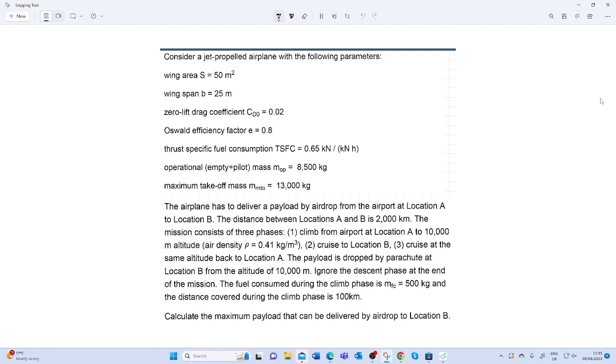Today we have another question surrounding flight mechanics. Now let's read the following question.